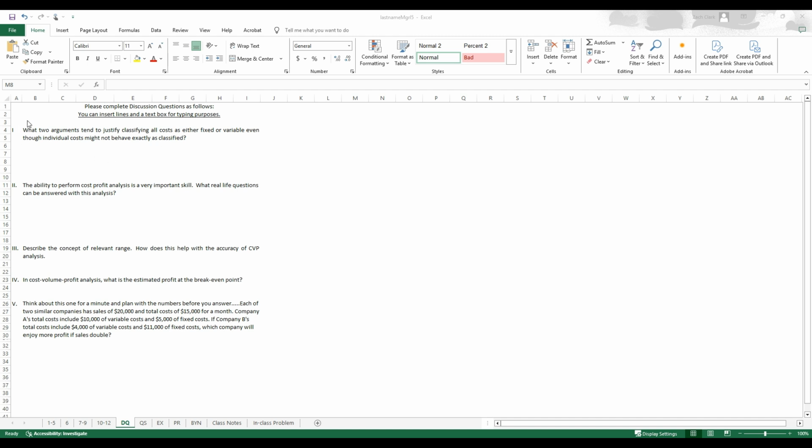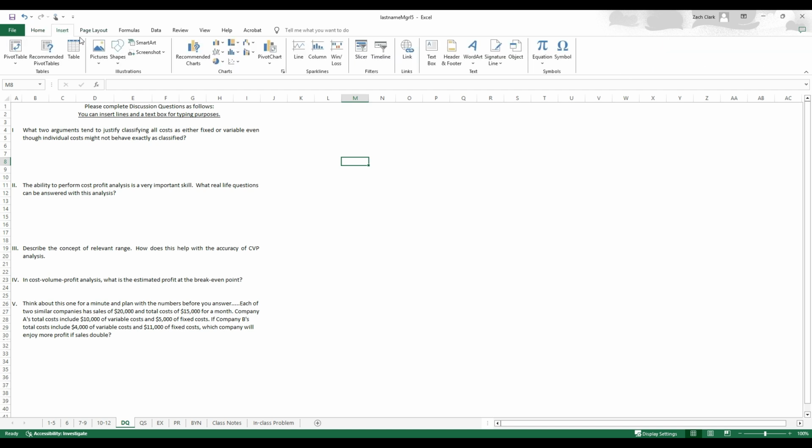So this first number one says, what two arguments tend to justify classifying all costs as either fixed or variable, even though individual costs might not behave exactly as classified? So the two primary arguments for making this kind of, I don't want to call it arbitrary, but this distinction anyway. I'll put it in a text box here.